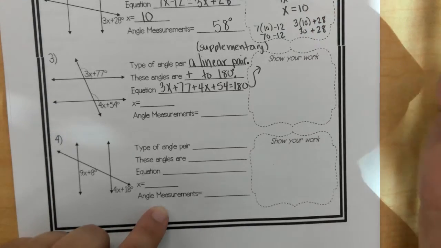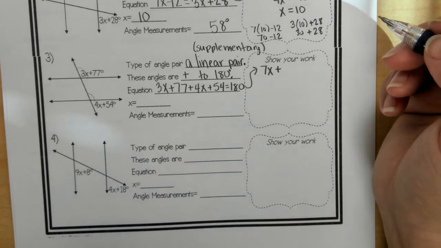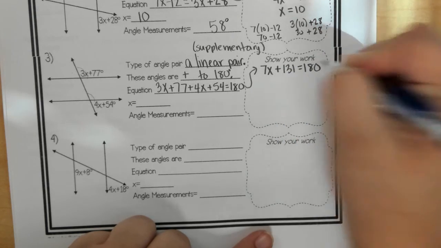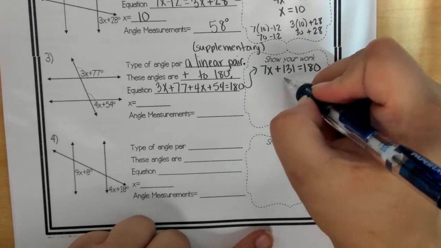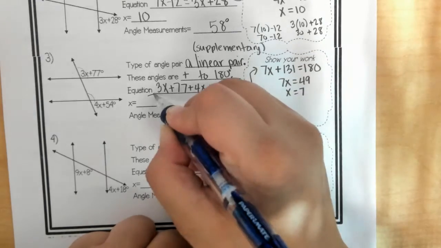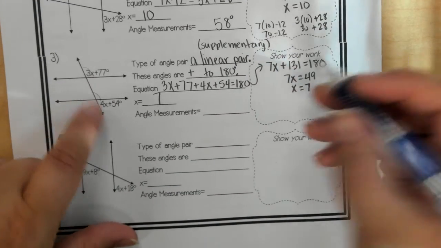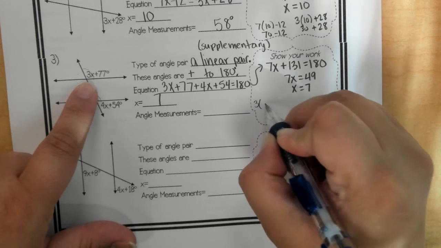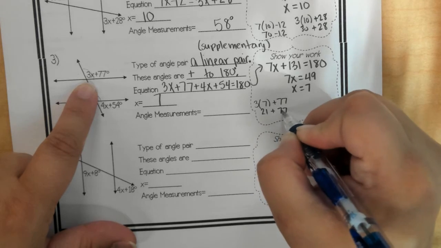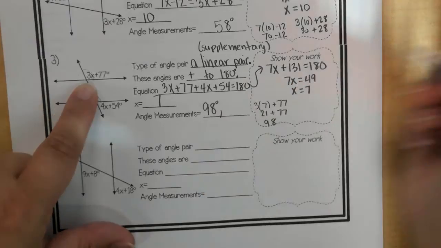So if I combine like terms, looks like I would get 7x plus 131. Subtract my 131, I get 7x equals 49, which means x is 7. If I plug it in, I got to plug it into both because these are different answers. So 3 times that 7. So that's 98 degrees.